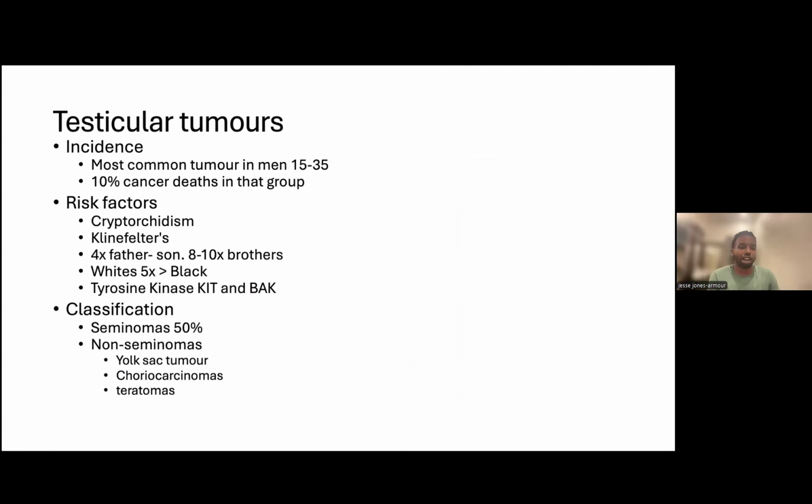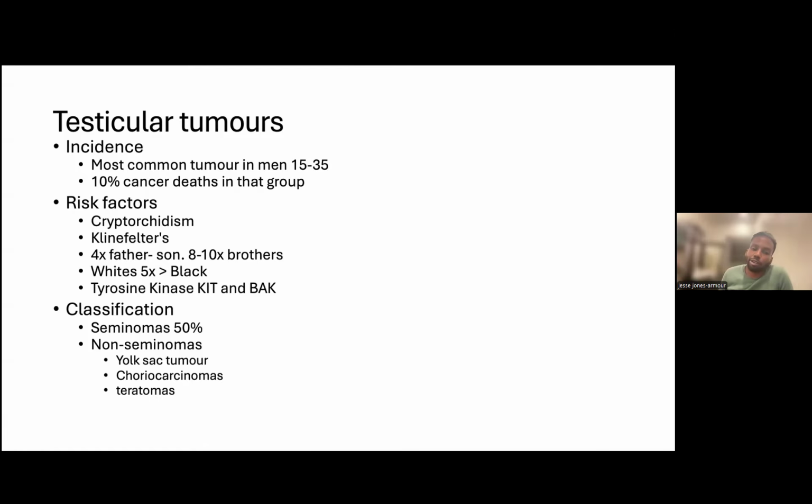Now, there are several risk factors for testicular tumors, such as cryptorchidism, which is the most common one, which is undescended testes. You have Klinefelter syndrome. And of note, there is a strong family history, where it is up to 4 times in a father to son versus up to 8 to 10 times between brothers. And it's 5 times more common in Caucasians than African Americans or Africans. It is associated as well with tyrosine kinase KIT and BAC.